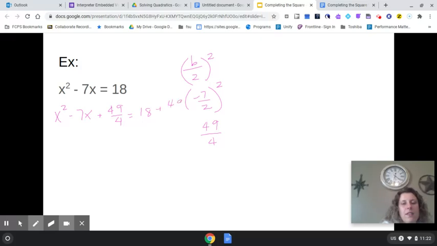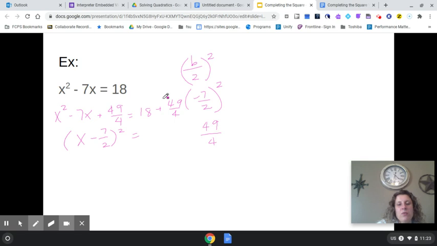The left side of the equation is now factorable. It is a perfect square trinomial, and it is much easier to use the pattern since we have fractions with this one. So if I use the pattern x plus b over 2, the b over 2 value was negative 7 halves. So x minus 7 halves quantity squared.